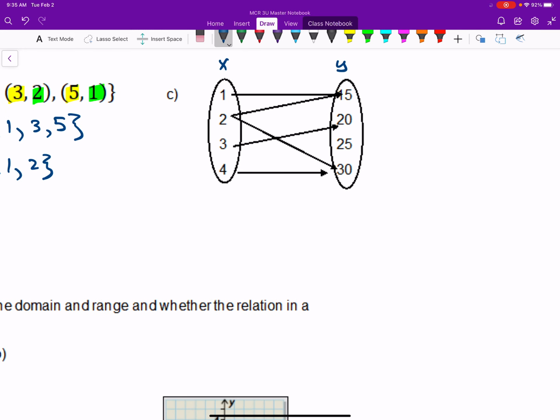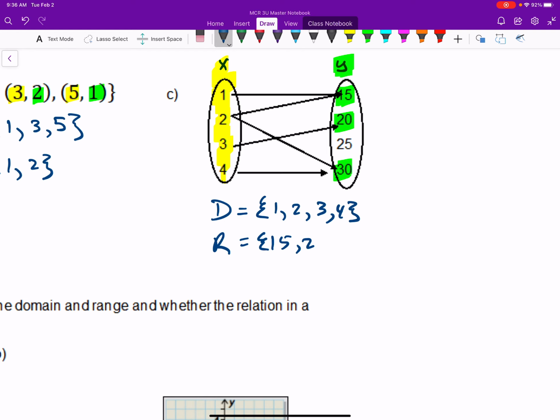So my domain is going to be the specific x values that we can see. Well, I can see there's 1, 2, 3, 4. Those are all x values that are going to be parts of ordered pairs. And so that would be my domain. My range is going to be any y values that we use. But notice how I'm skipping over the 25 because we're not actually using it in this function. So I just use the 15, 20, and 30.